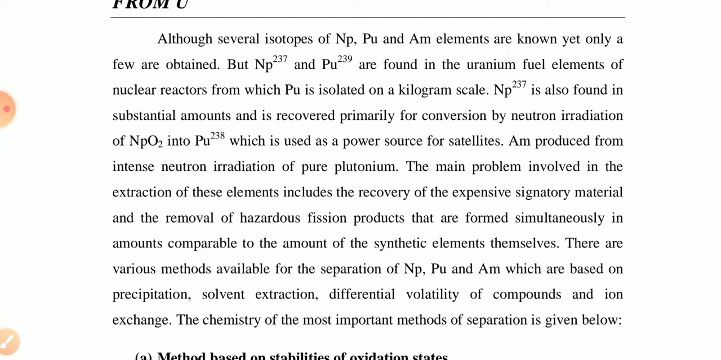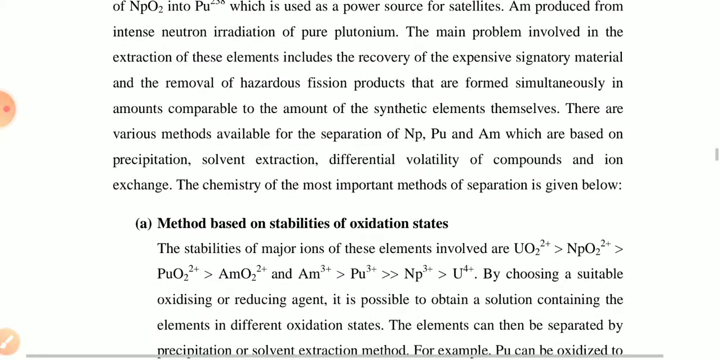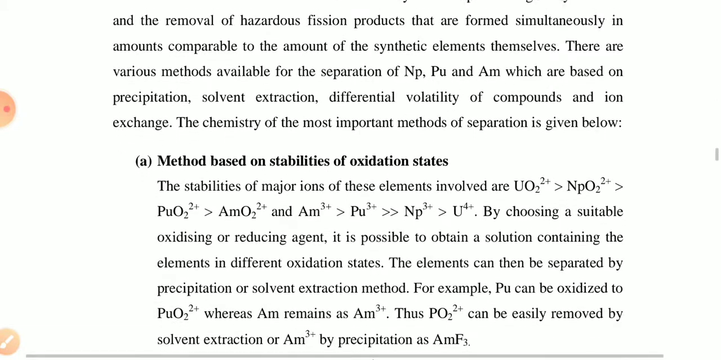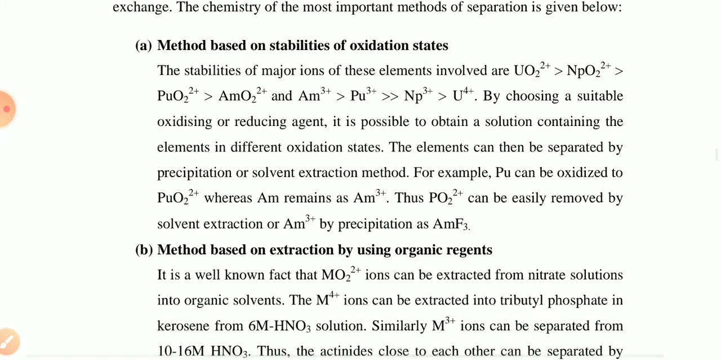Am is produced from intense neutron radiation. For the pure plutonium, the main problem involved in extracting these elements includes the recovery of the expensive transuranium material and the removal of the hazardous fission products that are formed simultaneously in amounts comparable to the amount of the synthetic elements themselves. So the first method for the separation is based on the stability of the oxidation states.